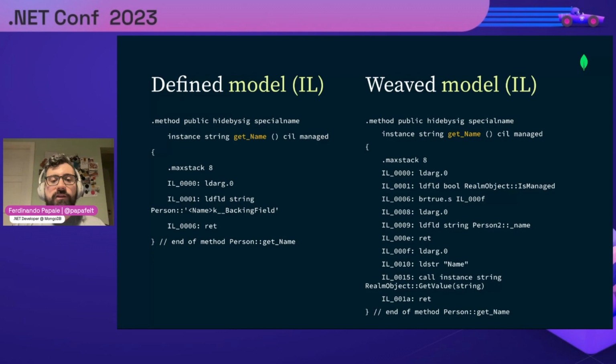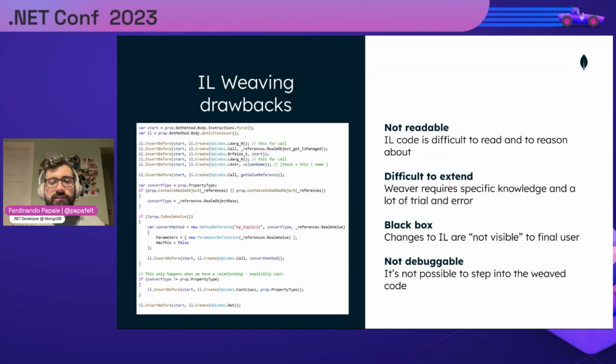Okay, so just to give you an idea about how the code looks. On the left, you have the C# code of the model as the user will define it. And then on the right, you have the IL code, that is how it's been modified with weaving. As you can see, it gets much more complicated. You don't need to understand what is happening, just to give you an idea. So as I said, IL weaving is an extremely powerful technique because it allowed us to hide a lot of complexity behind the model definition, but it has some major drawbacks.